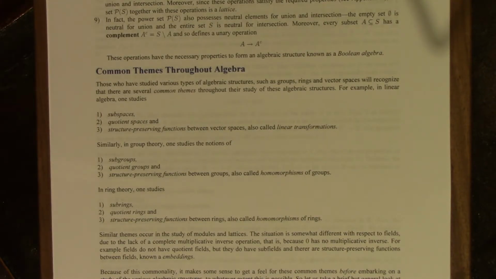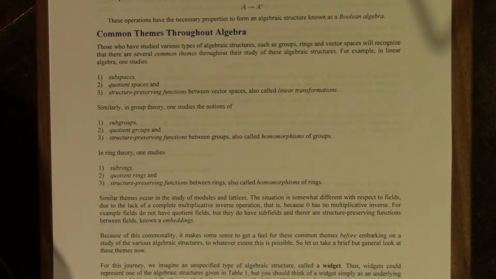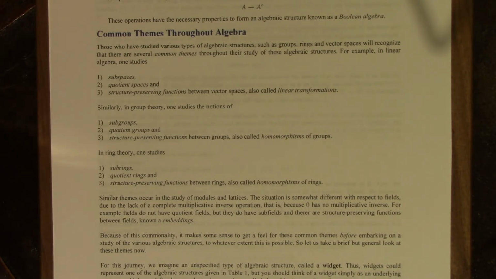I want to talk now about the common themes that exist throughout abstract algebra, something I mentioned earlier. For those who have studied various types of algebraic structures, such as groups, rings, and vector spaces, you will recognize that there were several common themes in the study of these structures. You'll recognize after the fact that there were these common themes.